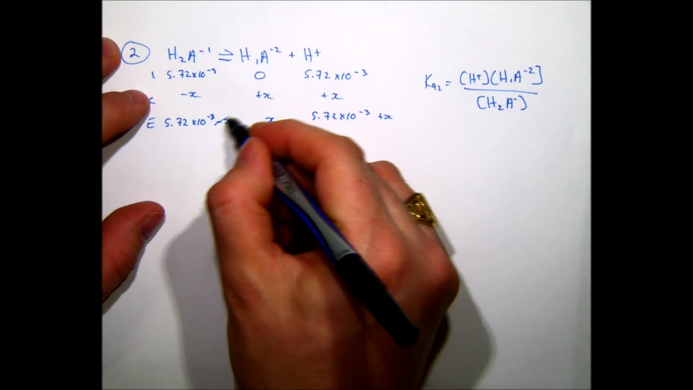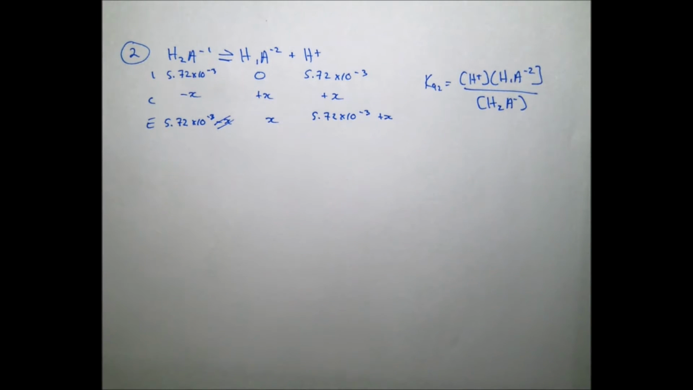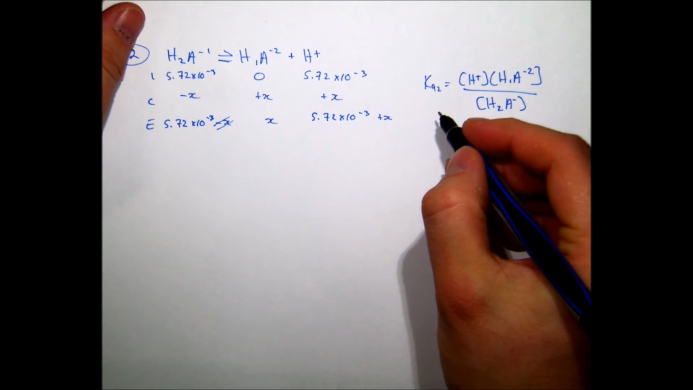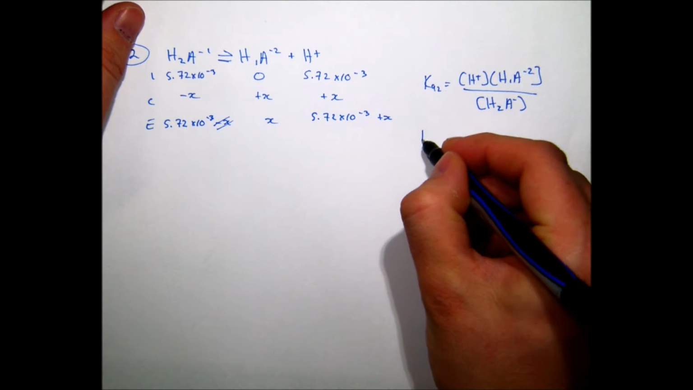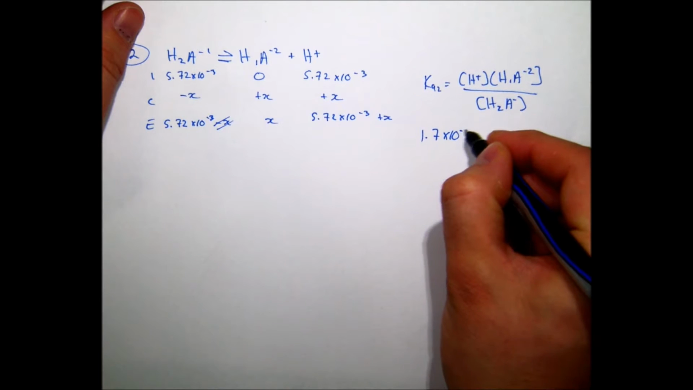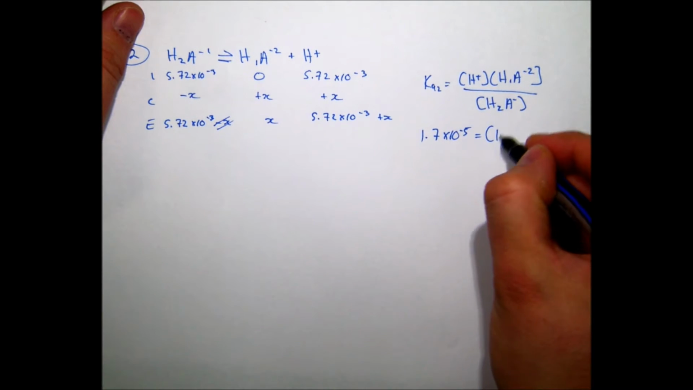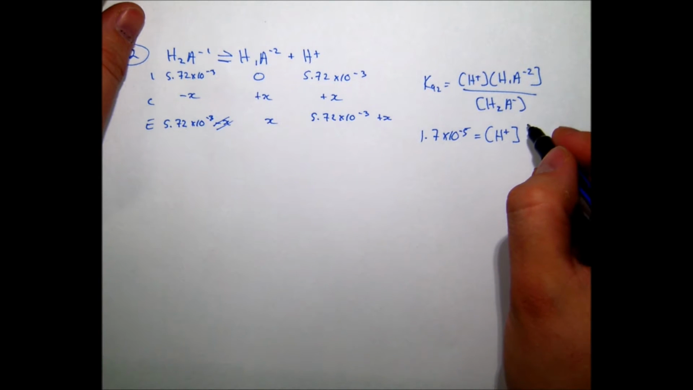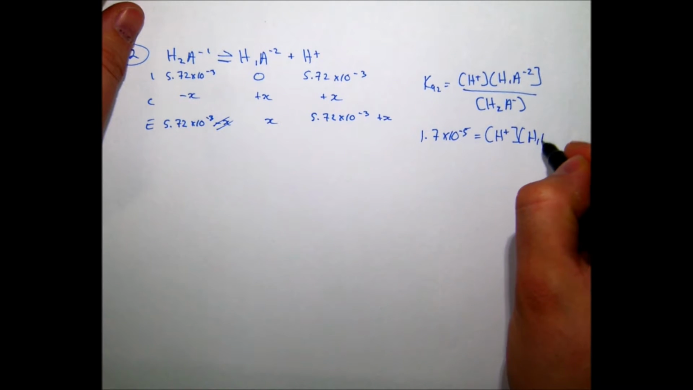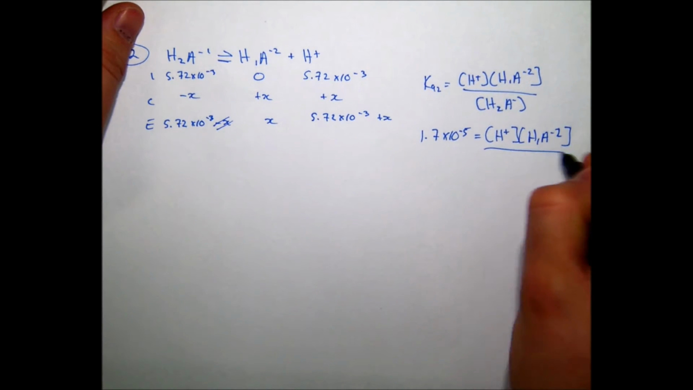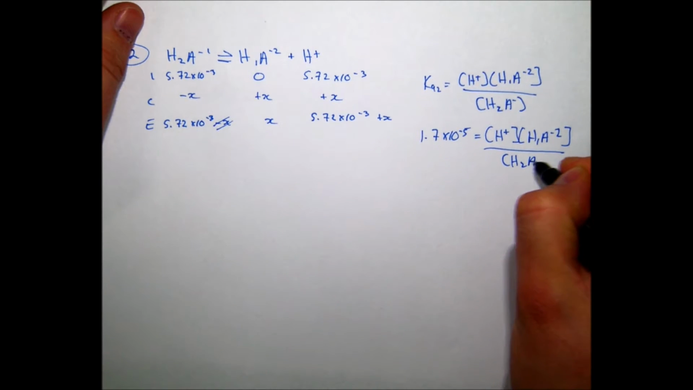So we write it out. Now, because I'm going to ignore that x, I know I had 336 as that ratio that we have been using, but I'm going to ignore it. It makes this problem a lot easier. So I end up with 1.7 times 10 to the negative 5 is equal to the concentration of H plus, the concentration of HA minus 2 over the concentration of H2A minus.